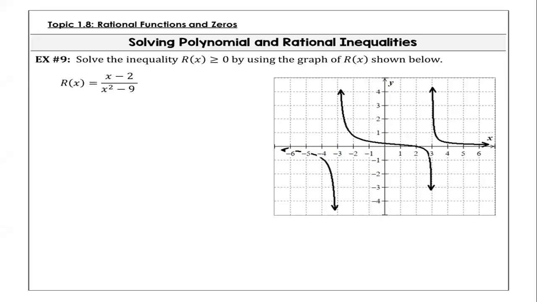So here we're at our inequalities, and it says solve for the inequality when r of x is greater than or equal to 0 using the graph of r of x. So this right here is our r of x.